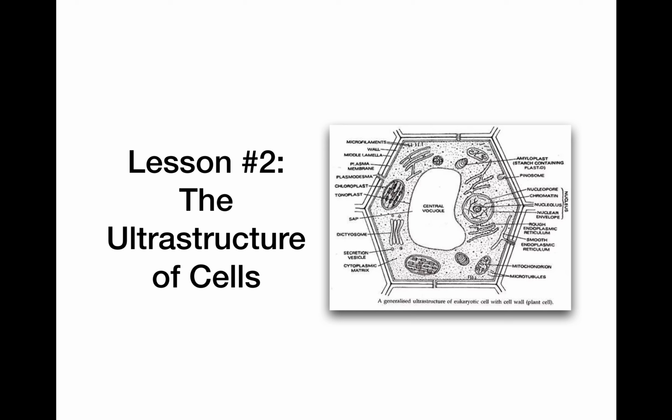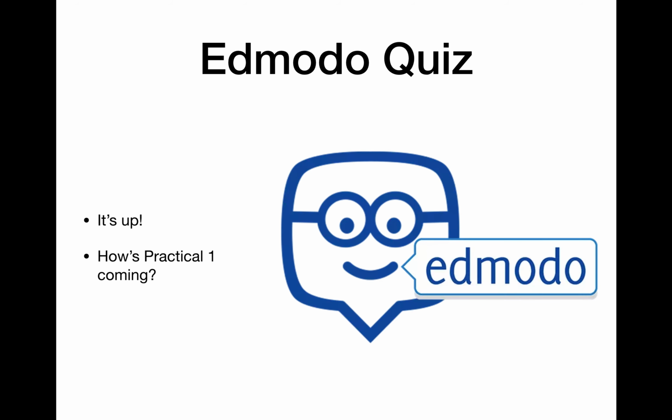You'll get a much more effective lesson, and we're not going to go over this material again. This counts as your lesson. We will, of course, have a review day, but you need to really be on it. So lesson number 2 is the ultrastructure of cells. First things first, you need to do your Edmodo quiz. It's already up on Edmodo, so pause the video and go to your quiz.